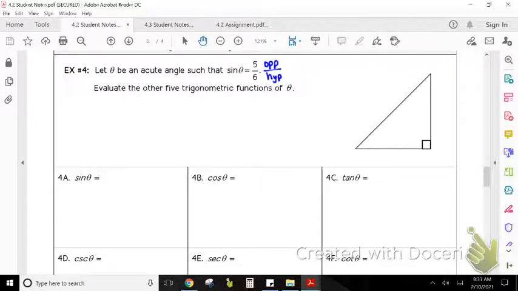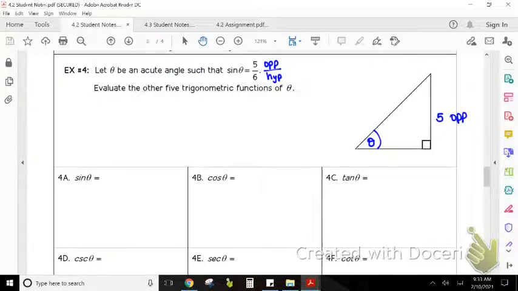So I'm going to look at the triangle they gave us over here. We're going to pick our angle of interest. We don't know its value, so we're just going to put the theta there, okay? We don't need to know its value to find the trig functions of it. But I do know that the side opposite of my theta is going to be 5.